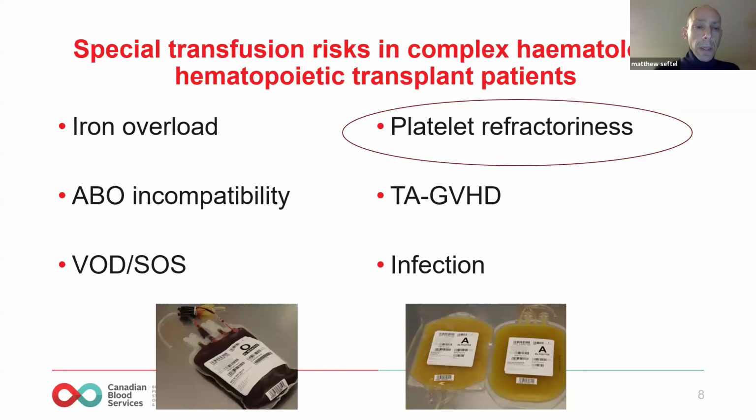I think you will probably know about all of these risks: iron overload, the complexities of ABO incompatibility with transplantation, the risks of hepatic sinusoidal obstruction syndrome that are associated with red blood cell transfusion in transplant recipients. And then the one that, of course, I've circled, which we'll discuss in greater detail now, which is platelet refractoriness.